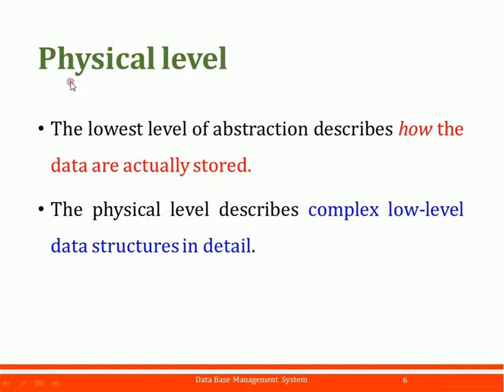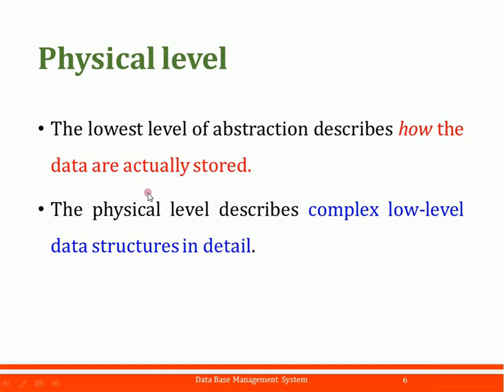First, let us discuss the physical level. This is the lowest level of abstraction, which means that there is no hiding at all here. So this describes how the data is actually stored in the database, and it describes all the complex low-level data structures in detail. So this level is for the developers to use. They will see what data structure is used for storing the data, and this is the lowest level of abstraction.